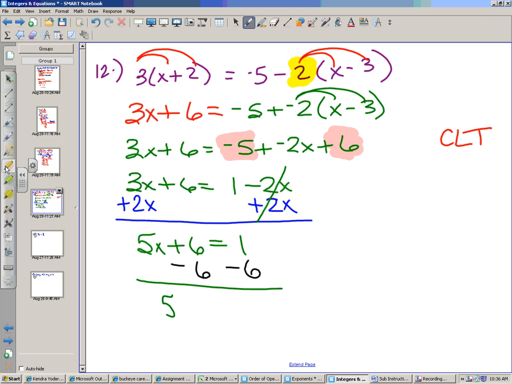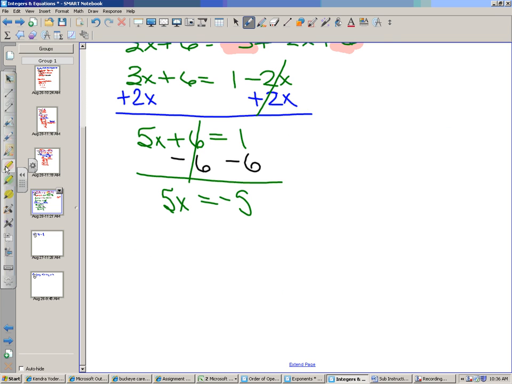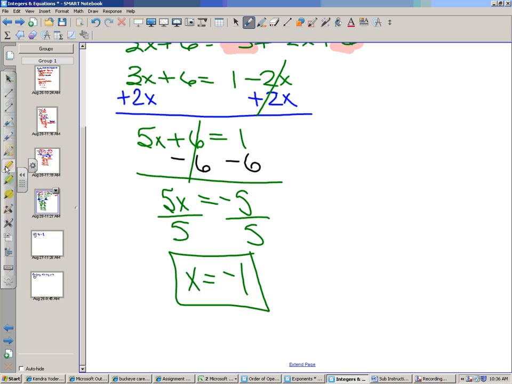Working from left to right, 5x, the 6's cancel out. 1 minus 6 is going to be negative 5. The 5 is attached to the x by multiplication, so the way I'm going to get rid of that is by dividing both sides by 5. I'm left with x is equal to negative 1. Does that make sense?